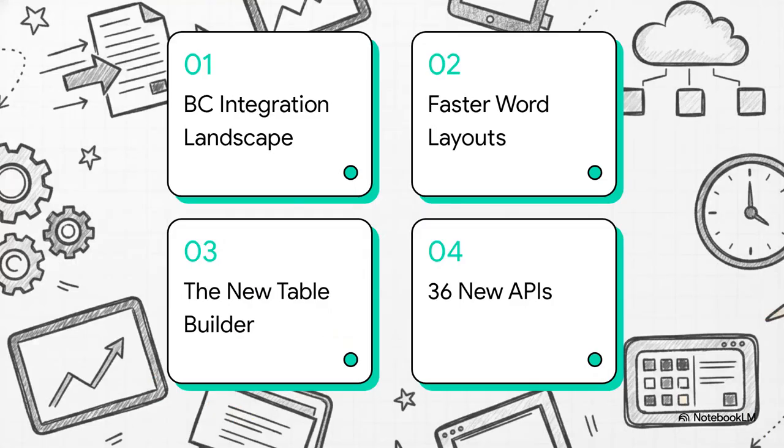We've got a crystal clear roadmap today. We're going to start by looking at the integration ecosystem, then move into the front-end Word layout improvements, showcase the absolutely incredible new table builder, and finish up with the back-end magic of 36 brand new APIs.